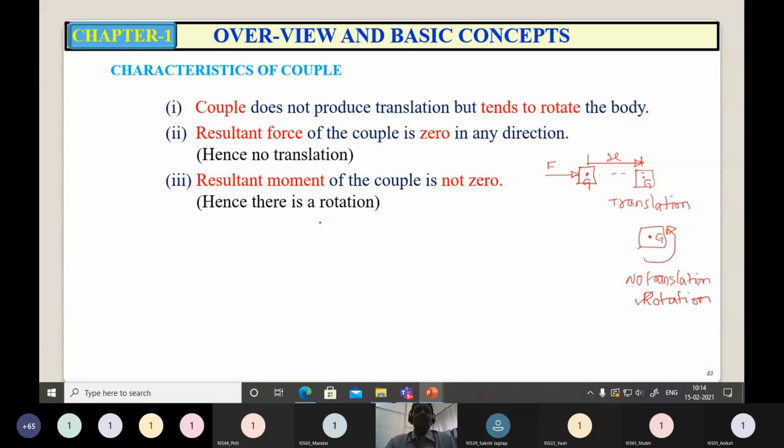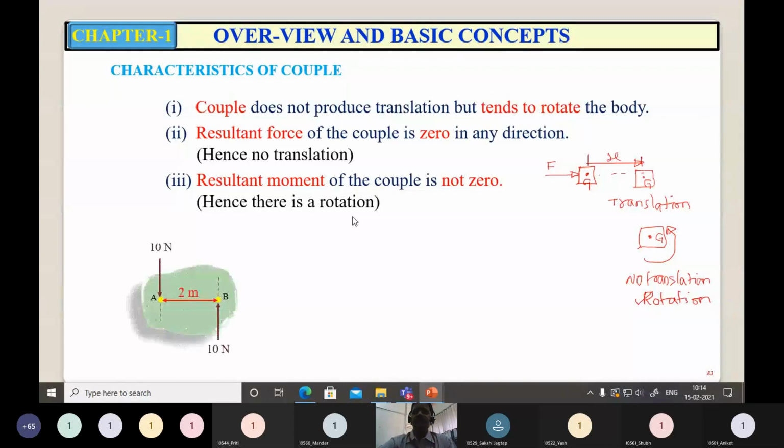Why? Because the resultant moment of the couple is not zero. So it is having rotation. But if you find the resultant force of the couple, then you will find that it is 0. Hence, there is no translation. I told you the effect of force on the body is twofold: to produce translation and to produce rotation. So the force is responsible for translation and the moment of force is responsible for the rotation. As the resultant force is 0 for the couple, there is no translation, but there is a resultant moment. Therefore, the body undergoes rotation.